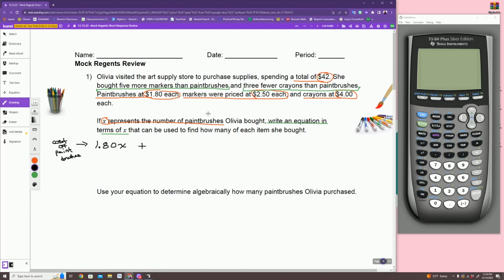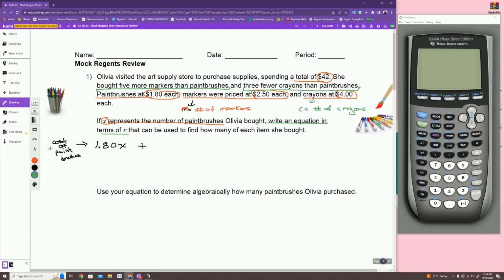Plus, now we want to figure out the amount for the markers. Here's the thing, we don't have a variable for markers, but for the time being, let's create one. Let's say M is the number of markers. Remember, anytime you create a variable, you have to write what it represents. M is the number of markers, and C is the number of crayons.